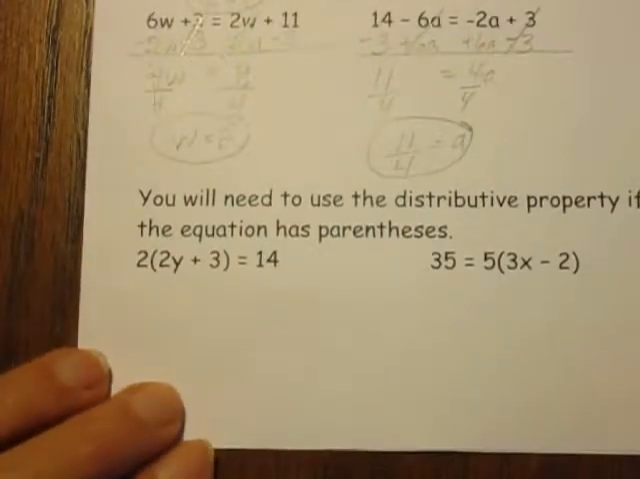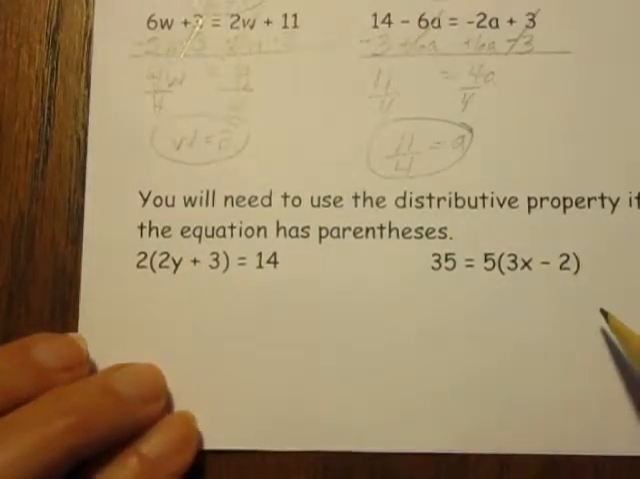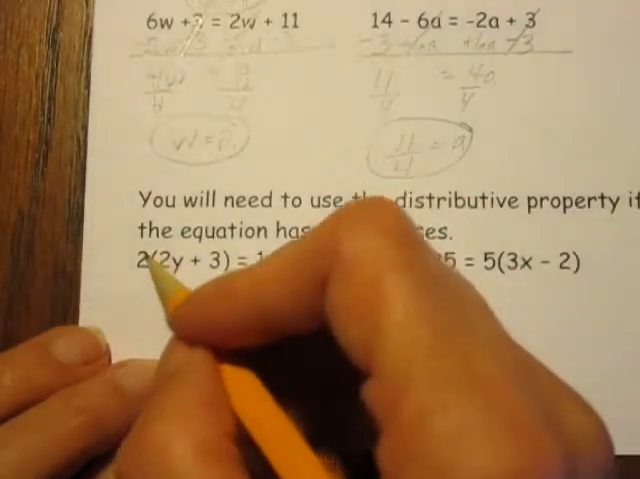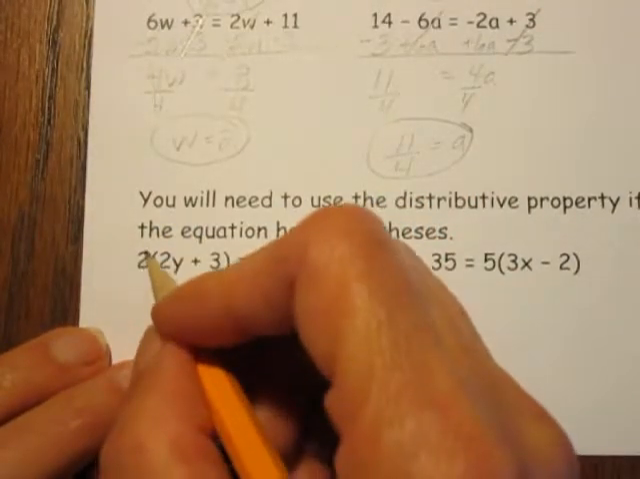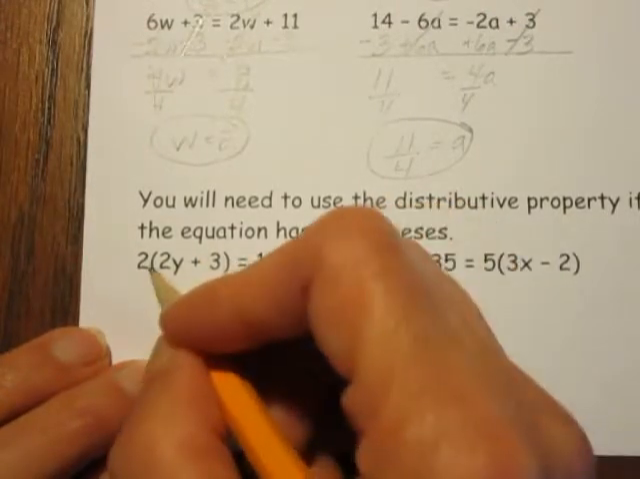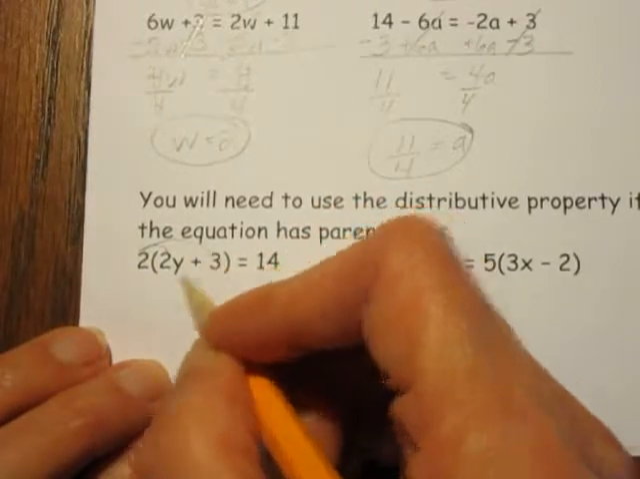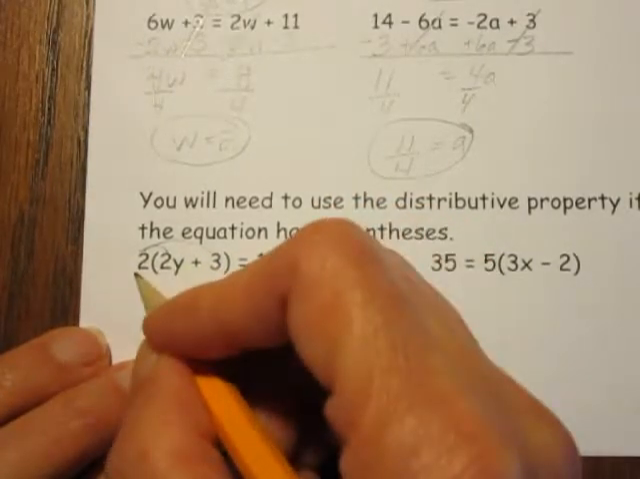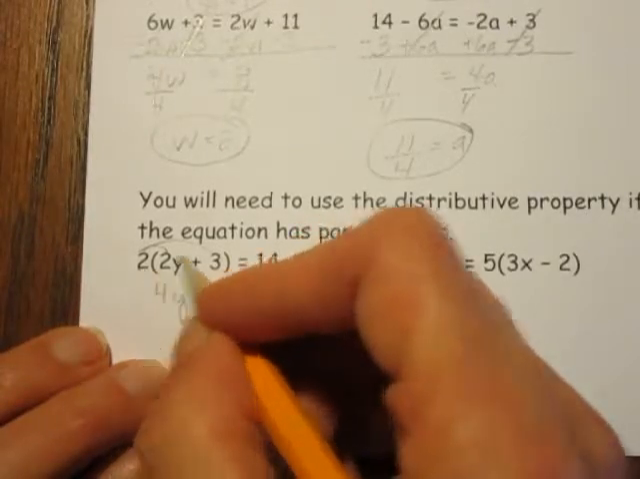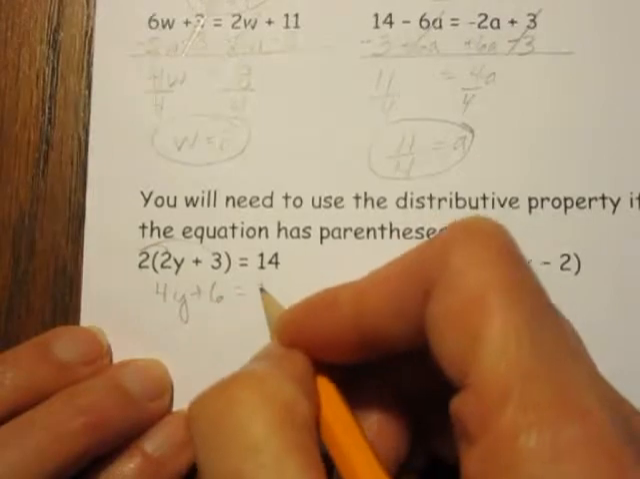Okay, going on down here, things are looking a little bit different in that we've got parentheses. And what this is saying is that I'm going to be multiplying everything inside this set of parentheses by 2. So I'm going to need to distribute this 2 to both terms. I need to multiply both terms by this 2. So 2 times 2y is going to give me 4y. 2 times 3 is going to give me 6 is equal to 14.